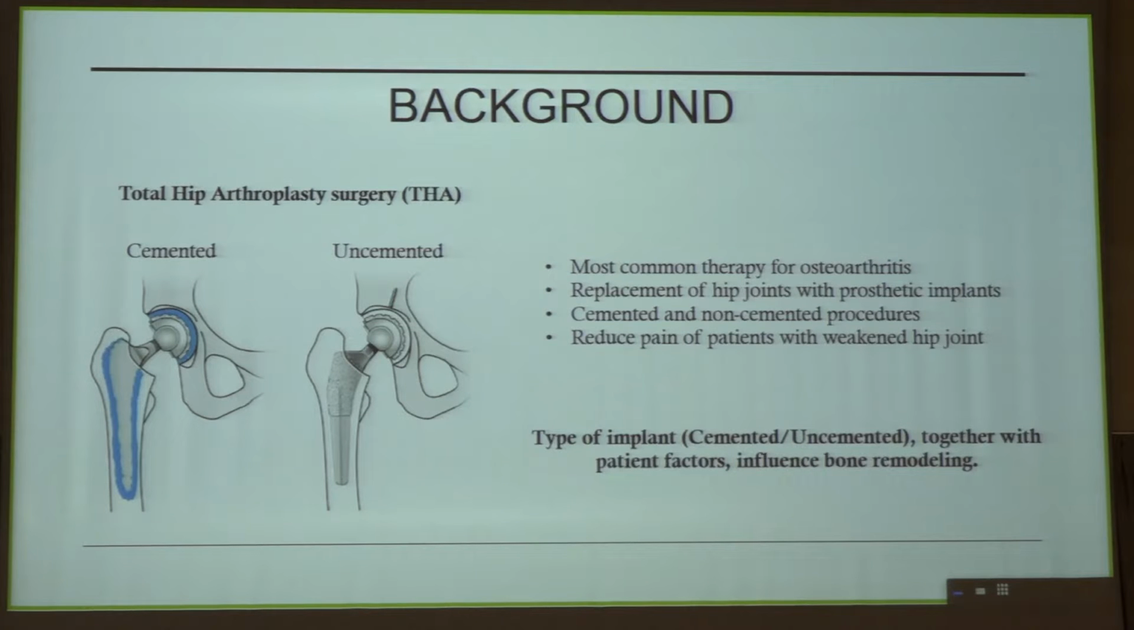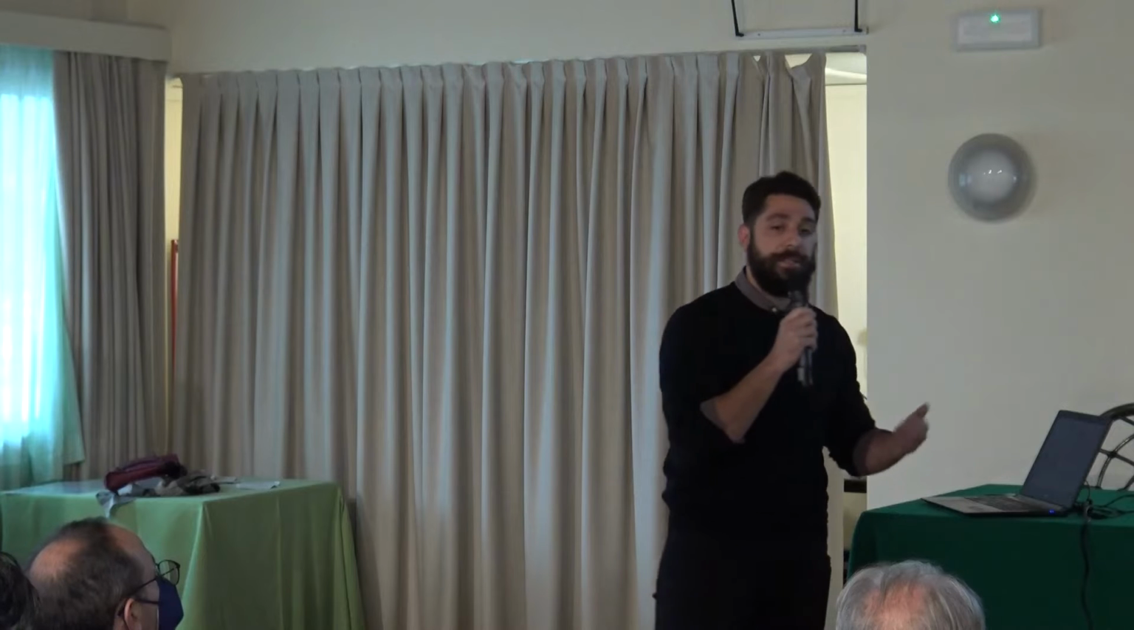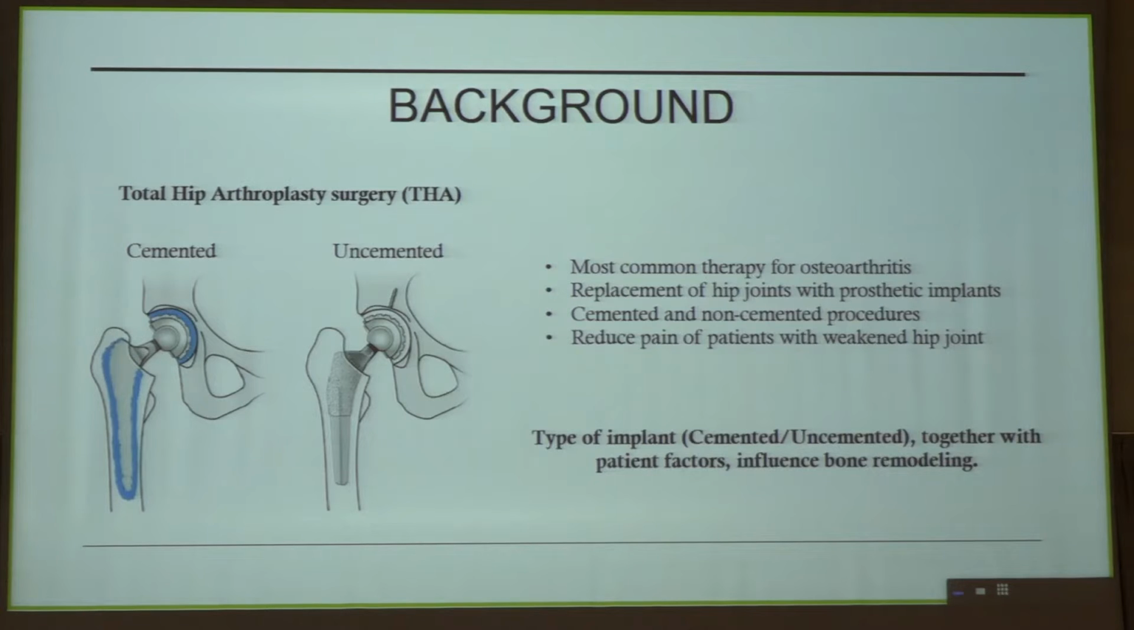The idea is that the type of implant, so the cemented or the uncemented prosthesis, with other factors like BMI, sex, age, and medical history, can influence how bone is remodeled from the operation going on towards the years.